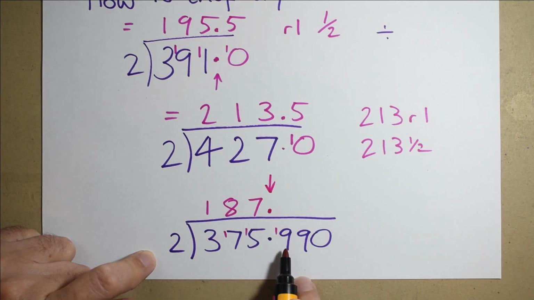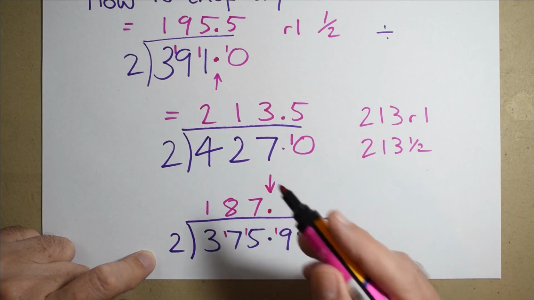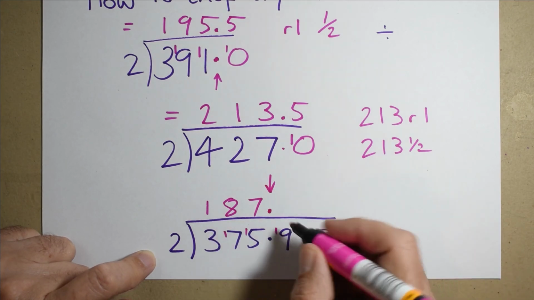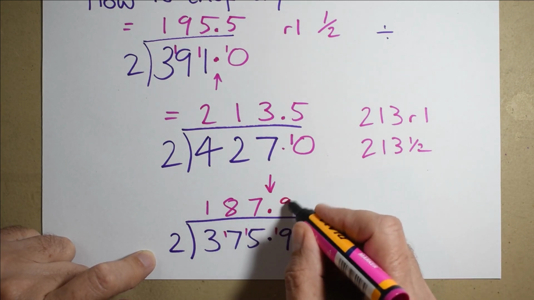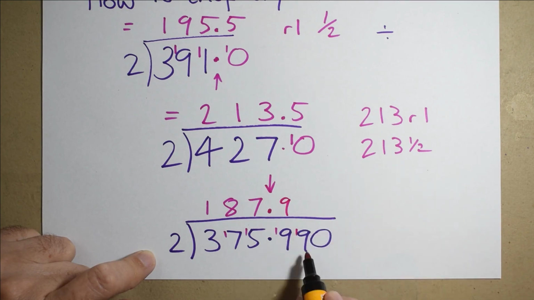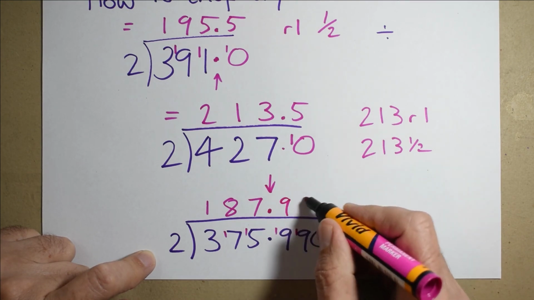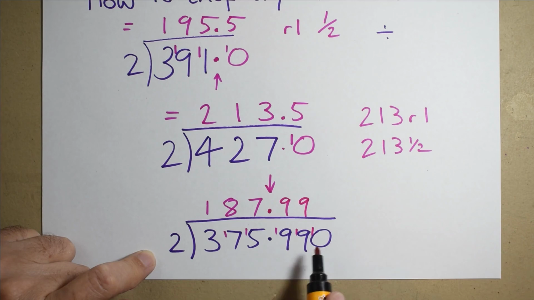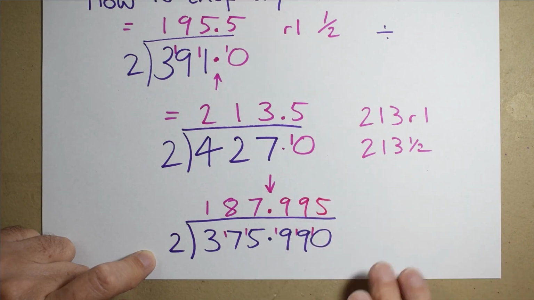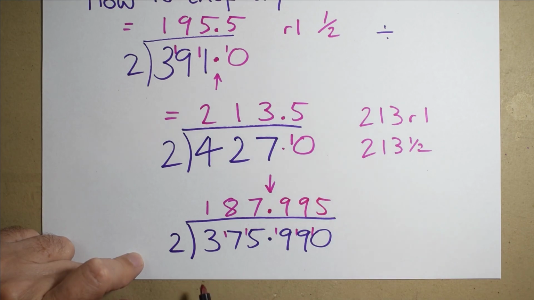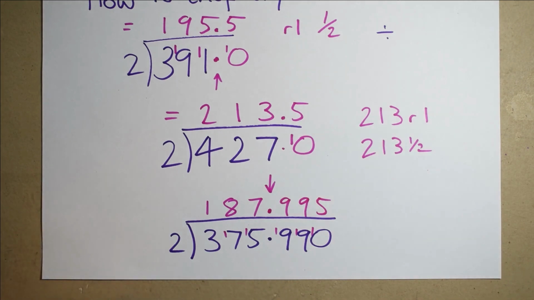2 fits into 19, well 18 is the closest, again as we just figured out with that other one that we did just before. So that fits in 9 times with 1 left over. Same maths again, I don't have to do it again. Got 1 left over, 2 fits into 10 5 times. So my number, which was quite complex to be fair, 375.99, half of that is 187.995.